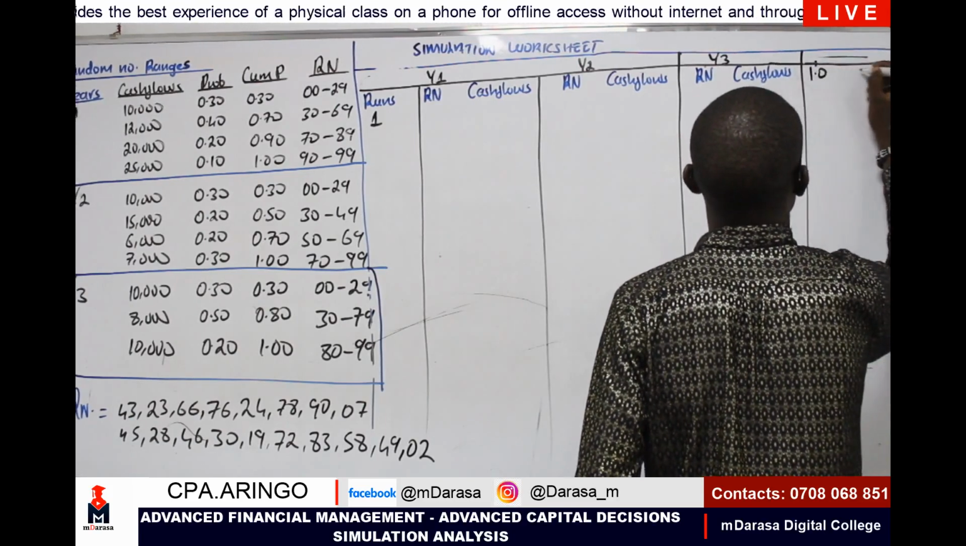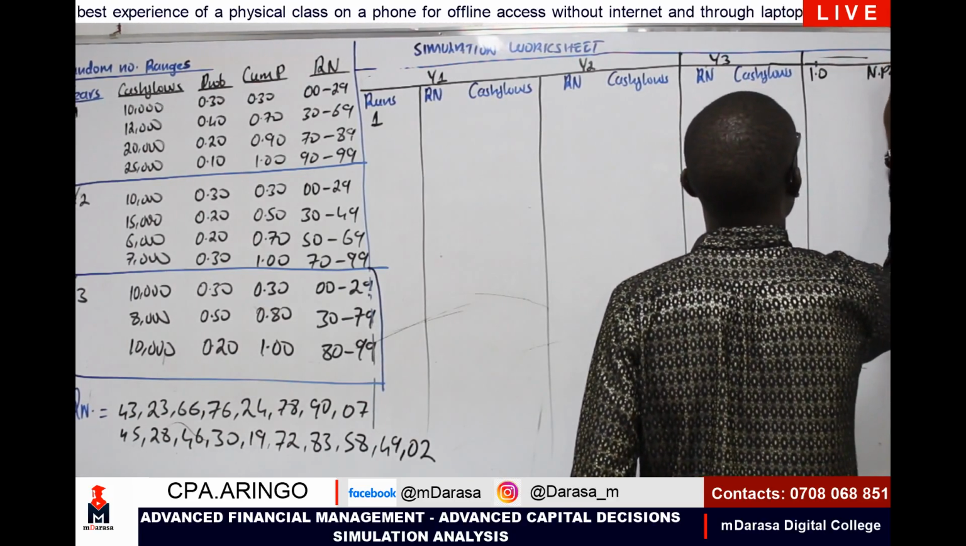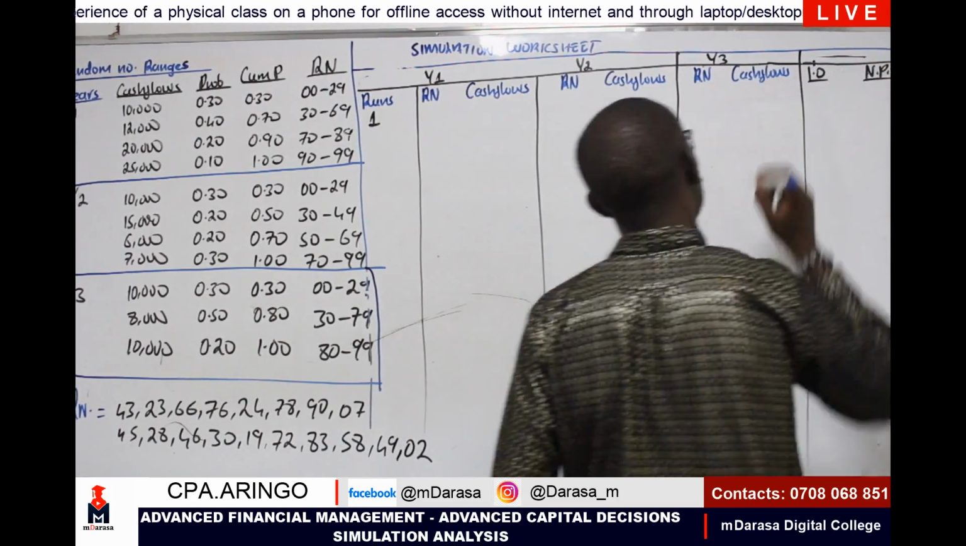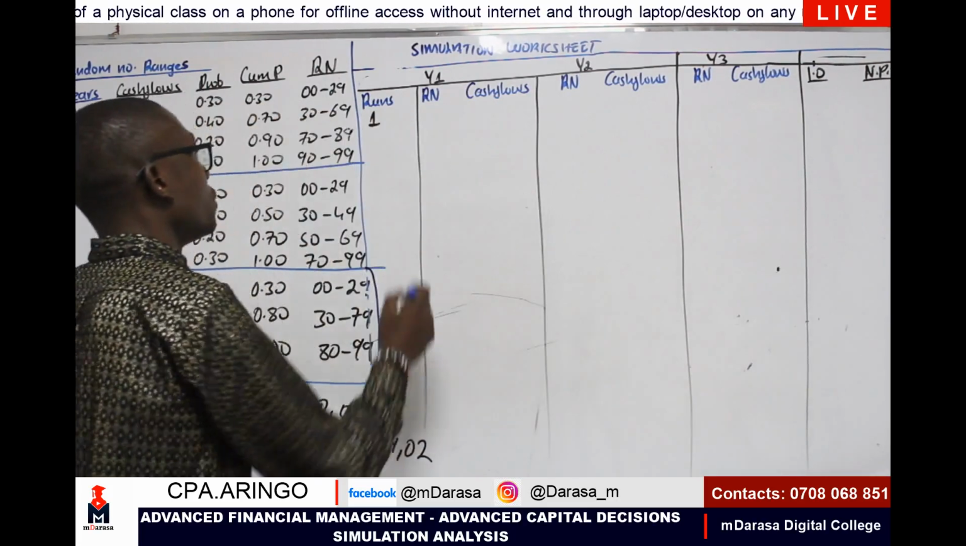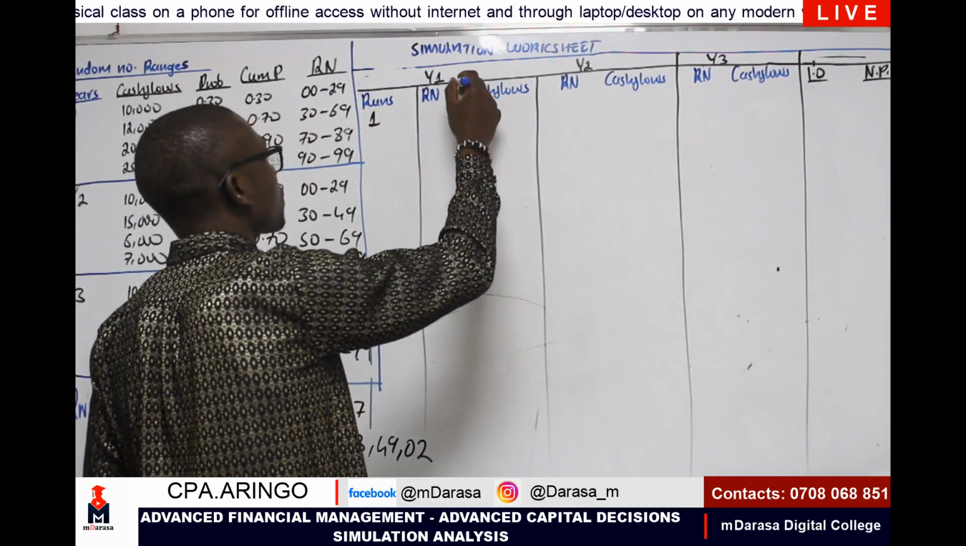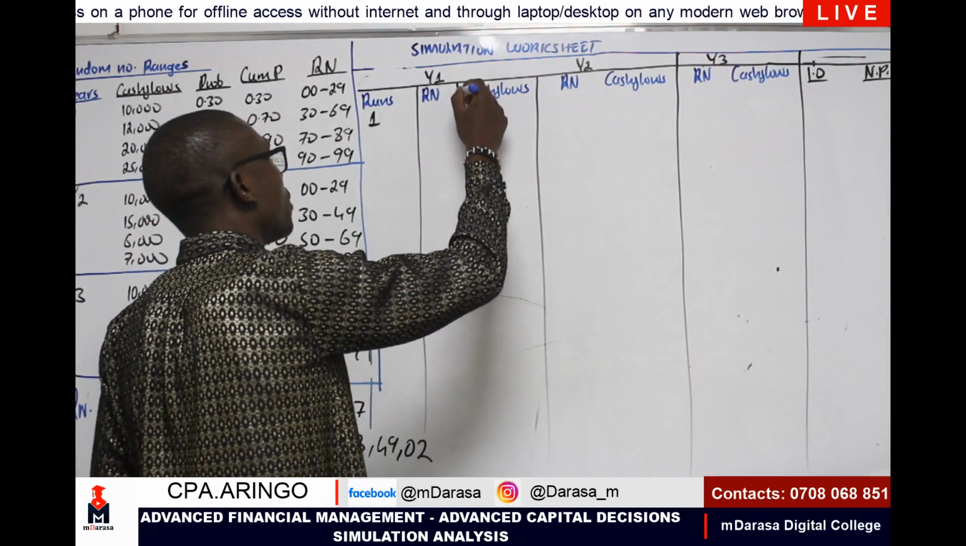Initial outlay, NPV. So, having this, the first random number will be what?